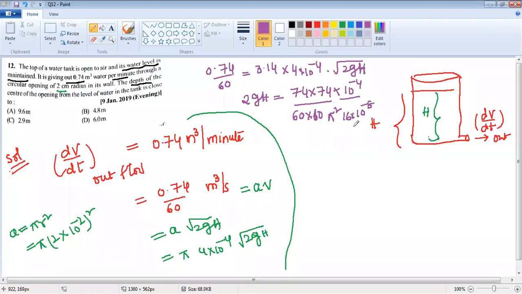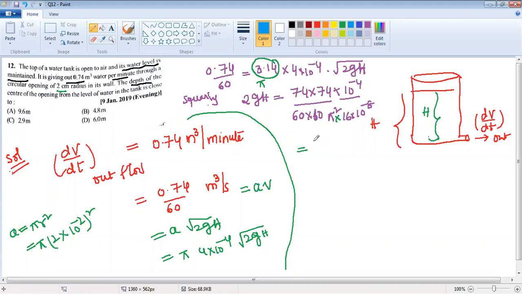Please concentrate here. Squaring on both the sides, 74 by 60 means 74 into 74 by 16 into 60 into 60. This is 10 power minus 2, and 10 power minus 2 whole square is 10 power minus 4. This total is nothing but pi only. So I bring to this side pi square, 4 square 16, and 10 power minus 4 whole square is 10 power minus 8. Did you guess my point now? Do you understand that? Yes.